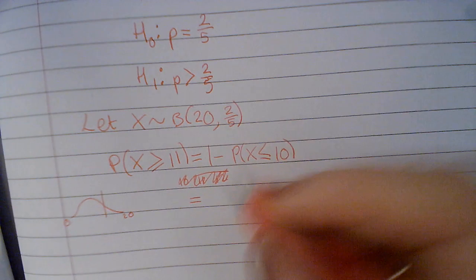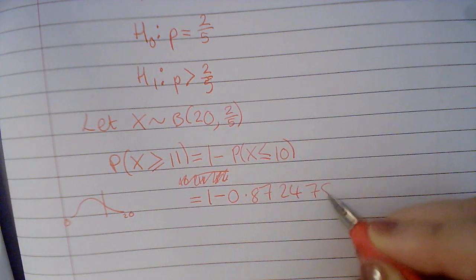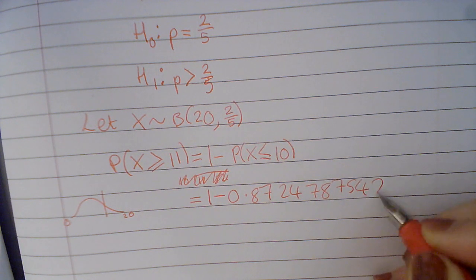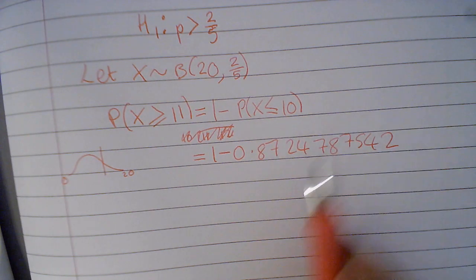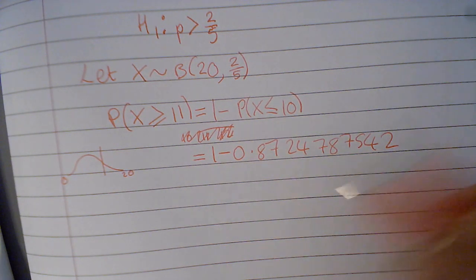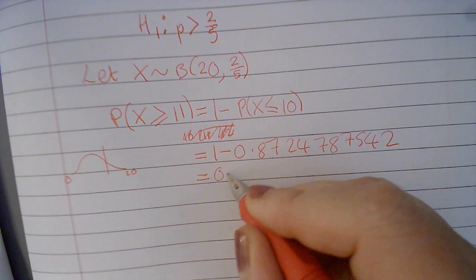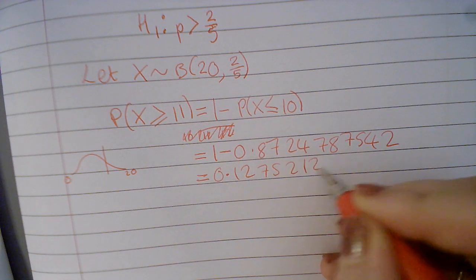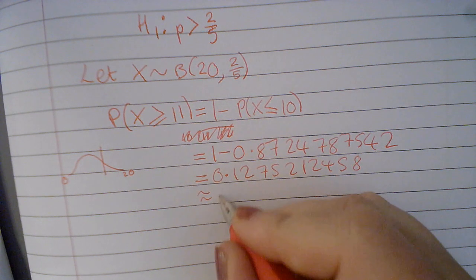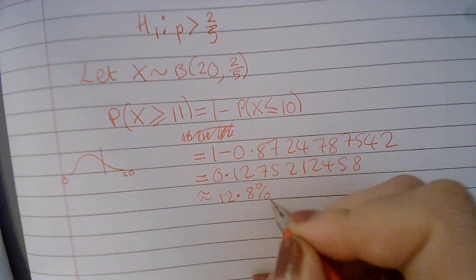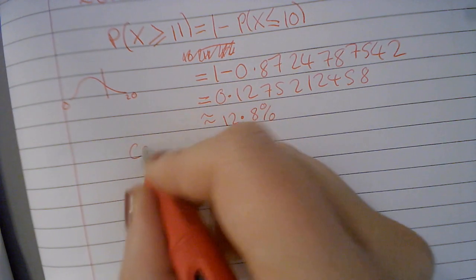So then, having put it in my calculator, I will do 1 minus 0.8724787542. Always write this calculation down, because there's a little bit in the mark scheme that's looking to see you with that number, and you don't want to lose a mark because the examiner misses where you've done that. Then just work that out. So this will be 0.1275212458, which, rounding it a little bit, is 12.8%.